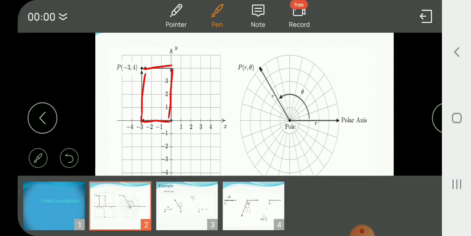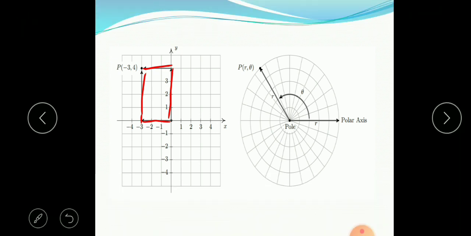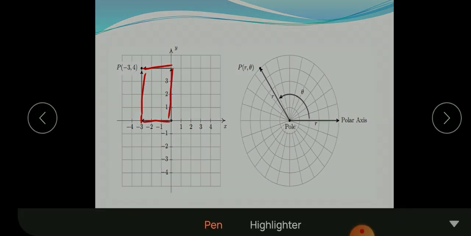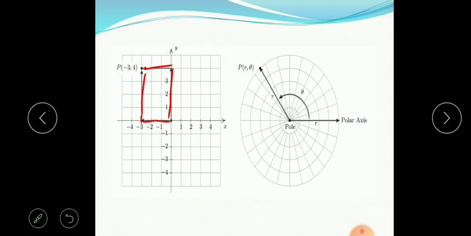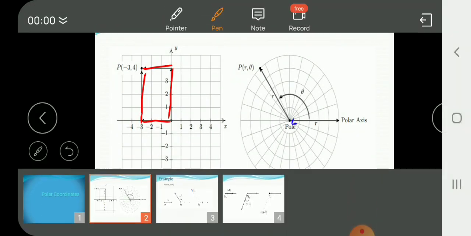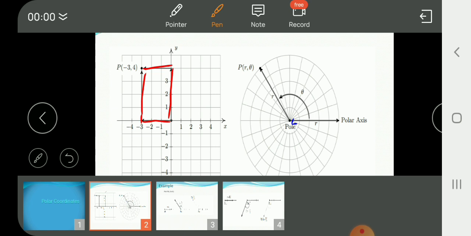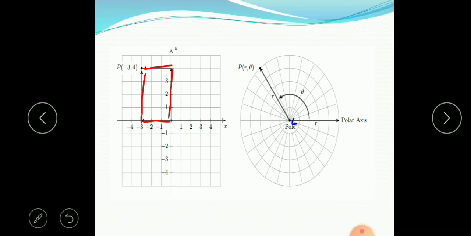So we start with a fixed point called the pole, this one, and a ray called the polar axis, this one.